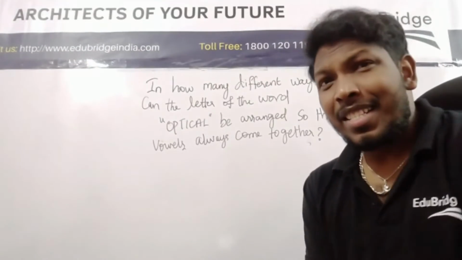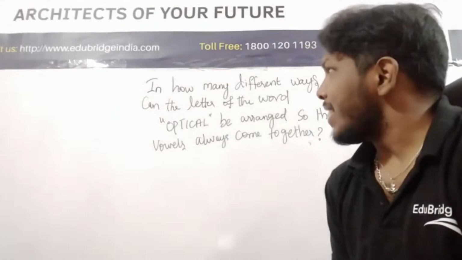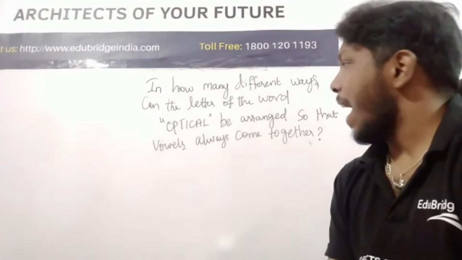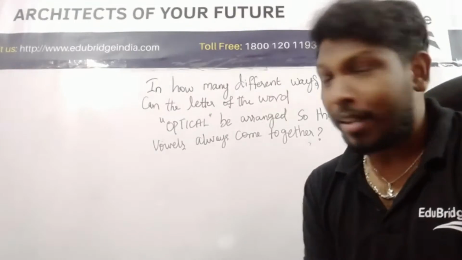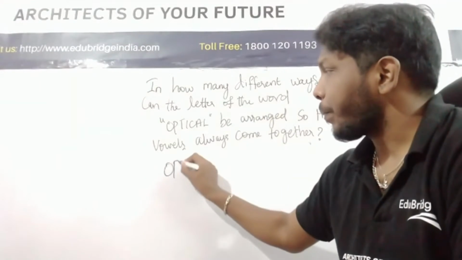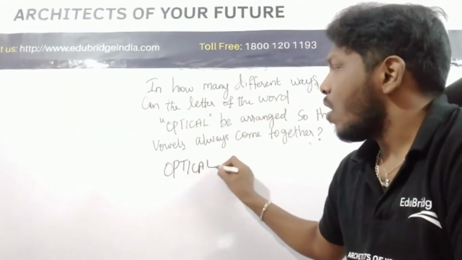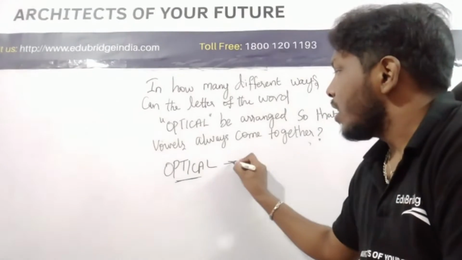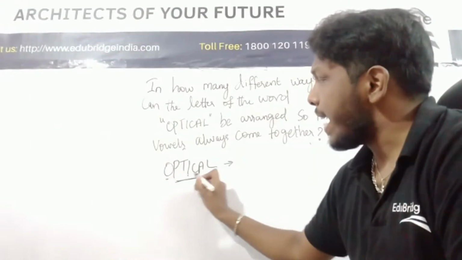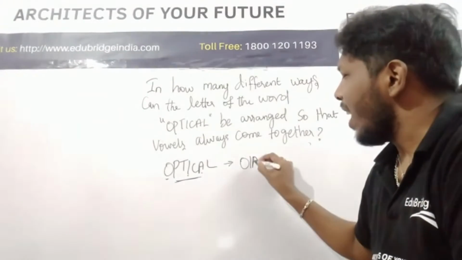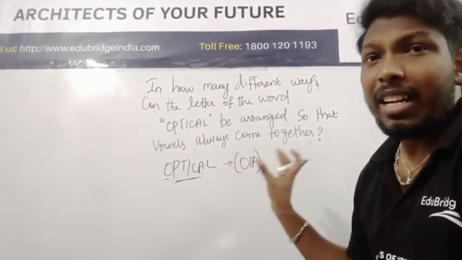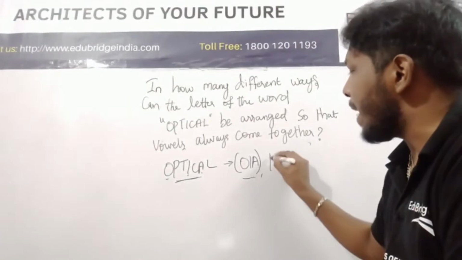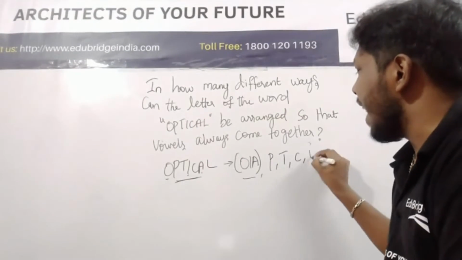Let's solve this question from word permutation. In how many different ways can the letters of the word optical be arranged so that the vowels are always together? Look at the word, optical. What are the vowels here? We have three vowels: O, I, A. And the other letters are P, T, C and L.